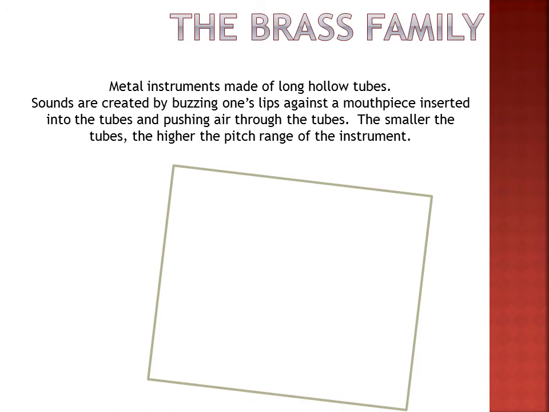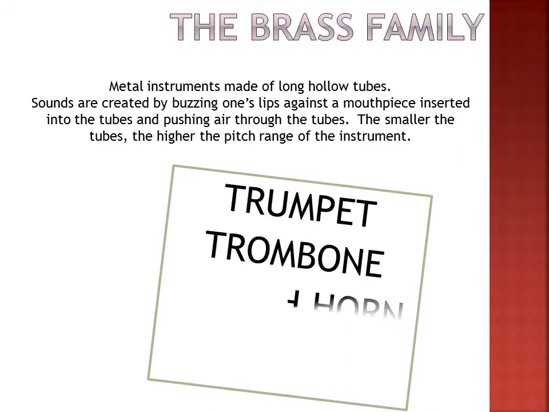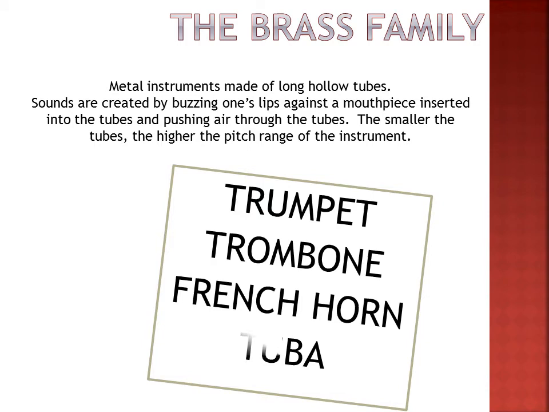When a player puts a mouthpiece into the tube, they buzz one's lips against that mouthpiece and then push air through the tubes. The smaller the tubes, the higher the pitch range of the instrument. The instruments are the trumpet, trombone, French horn, and tuba.